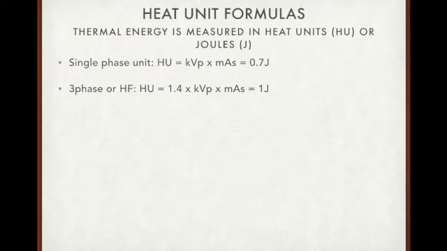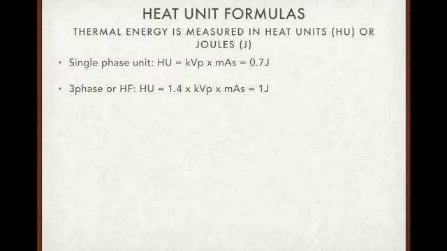Now, if you had a three-phase or high-frequency generator, your heat units are still kVp times mass, but now we're throwing in 1.4 as an extra multiplier. And so one heat unit would equal your kVp times your mass times 1.4, and that would give you 1 joule for every 1 heat unit. And that's just because the three-phase or high frequency don't have that huge voltage ripple that the single-phase units do.